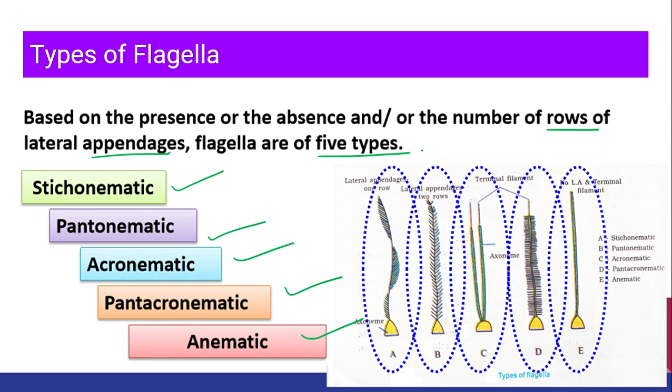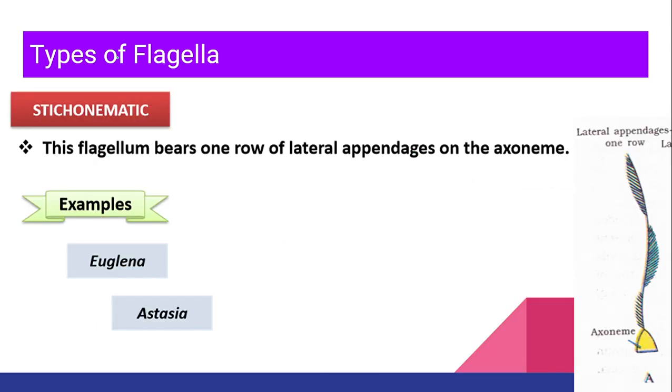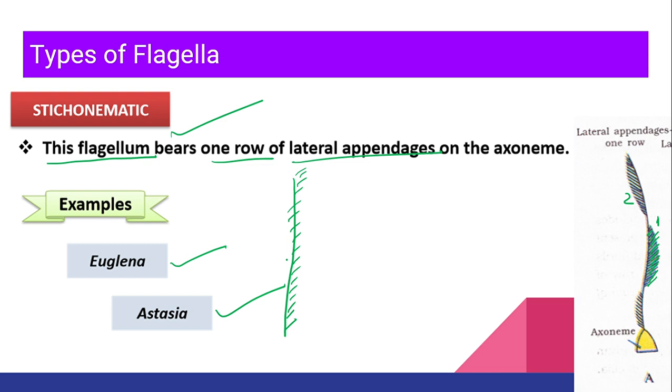So first we are going to go with the Stichonematic. In Stichonematic, you have flagella which has only one row. Here you can see in the diagram, you have only one row of lateral hair-like fibers. Now nobody will say, ma'am, this is one row and this is second row. No, this flagella is twisted. So that's why you are able to see like this. Otherwise, this is your flagella and you have only one row of lateral appendages. We call it Stichonematic. Examples: Euglena and Astasia.